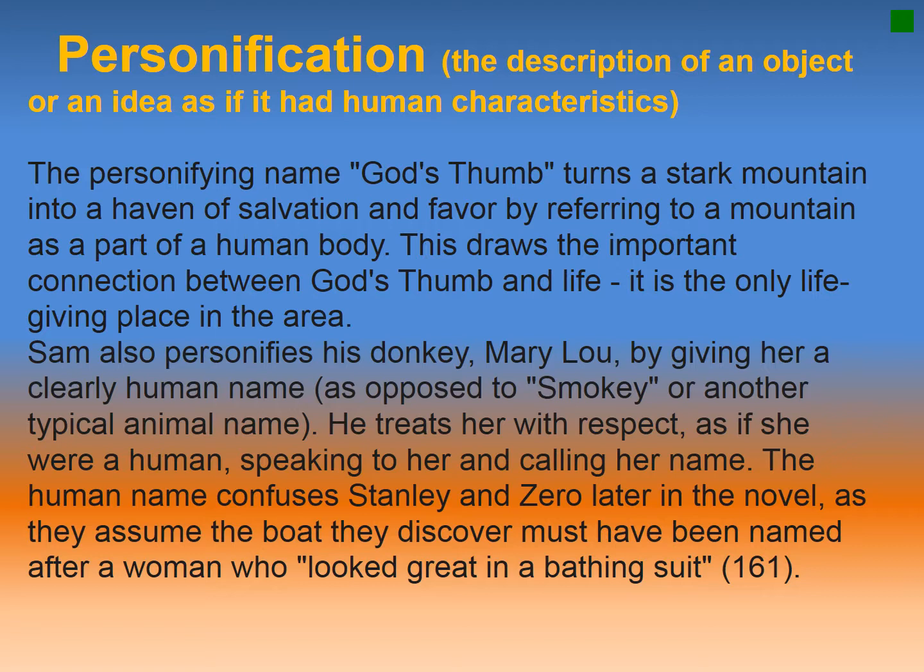Sam also personifies his own donkey, Mary Lou, by giving her a clearly human name, as opposed to Smokey or another typical animal name. I like this about Sam, and I like the name Mary Lou. He treats her with respect as if she were human, speaking to her and calling her name. The human name confuses Stanley and Zero later in the novel, as they assume the boat they discover must have been named after the woman who looked great in a bathing suit. Page 161.